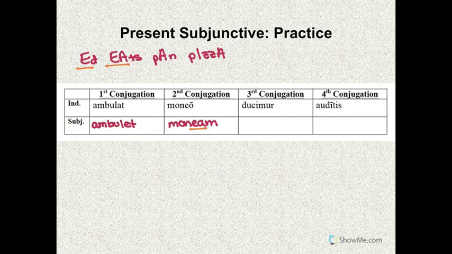All right, now let's consider ducit. Our new thematic vowel for the present subjunctive is A. So we'll have ducat. No other change is needed. And for the fourth conjugation, our thematic vowels are IA together. So instead of audit, as we see in the indicative, our subjunctive will be audiat. Okay, keep practicing the present subjunctive.